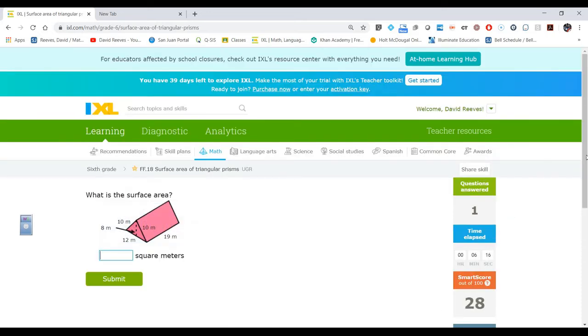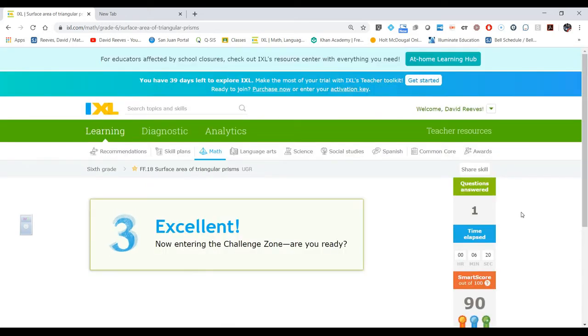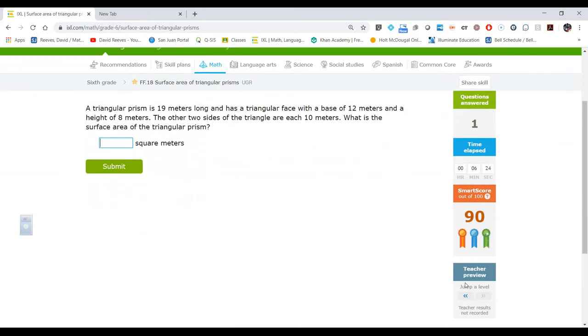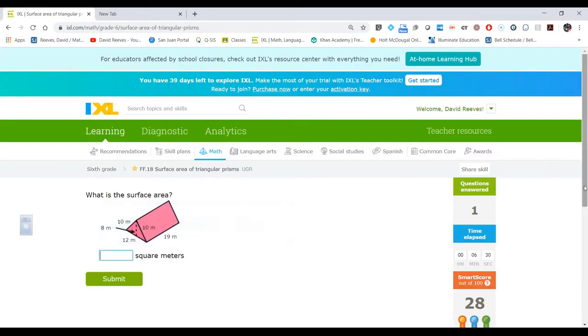Jumping to the next doesn't look any different, does it? All right, how about one more level up from there? Oh, that one's going to give us words. All right, let's go back and do another one at the lower level that has a picture, and then we'll do one that has words, and then we'll be done.